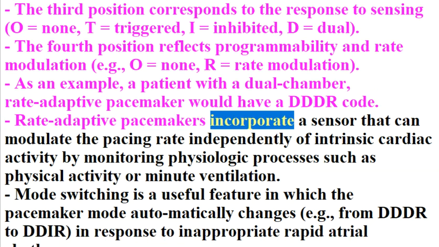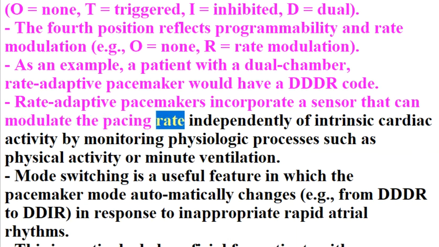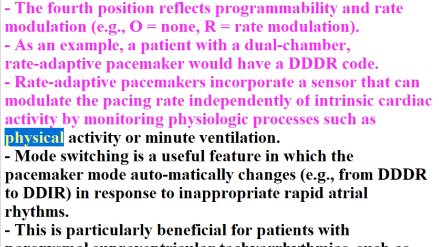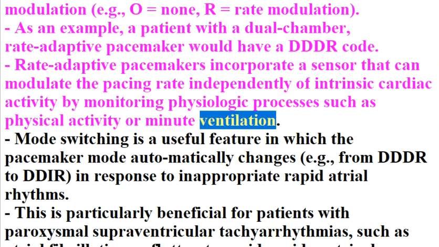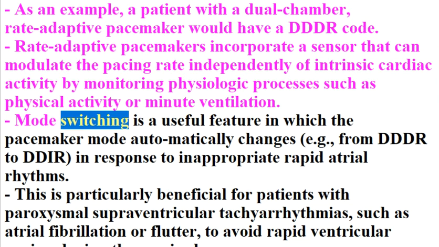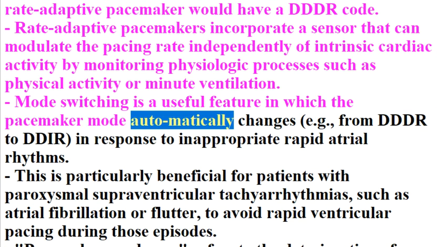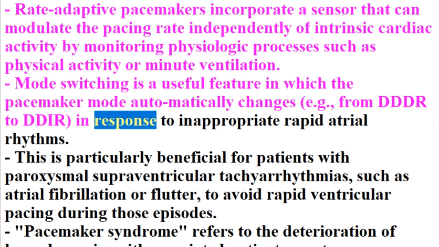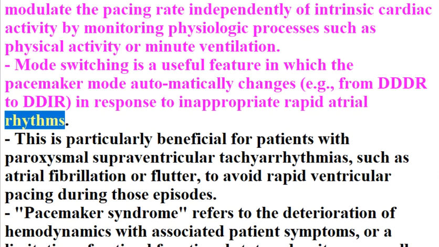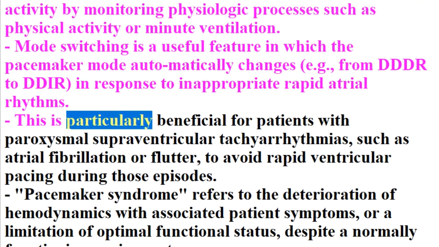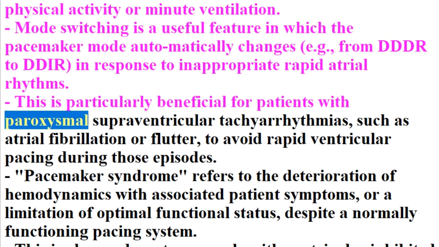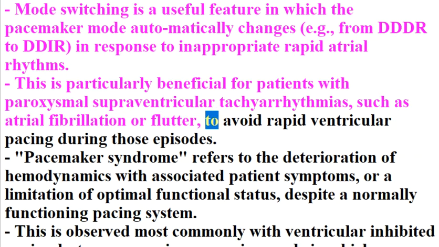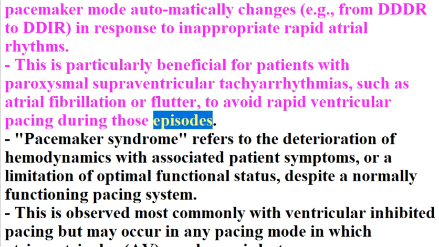Rate adaptive pacemakers incorporate a sensor that can modulate the pacing rate independently of intrinsic cardiac activity by monitoring physiologic processes such as physical activity or minute ventilation. Mode switching is a useful feature in which the pacemaker mode automatically changes, e.g., from DDDR to DDIR, in response to inappropriate rapid atrial rhythms. This is particularly beneficial for patients with paroxysmal supraventricular tachyarrhythmias, such as atrial fibrillation or flutter, to avoid rapid ventricular pacing during those episodes.